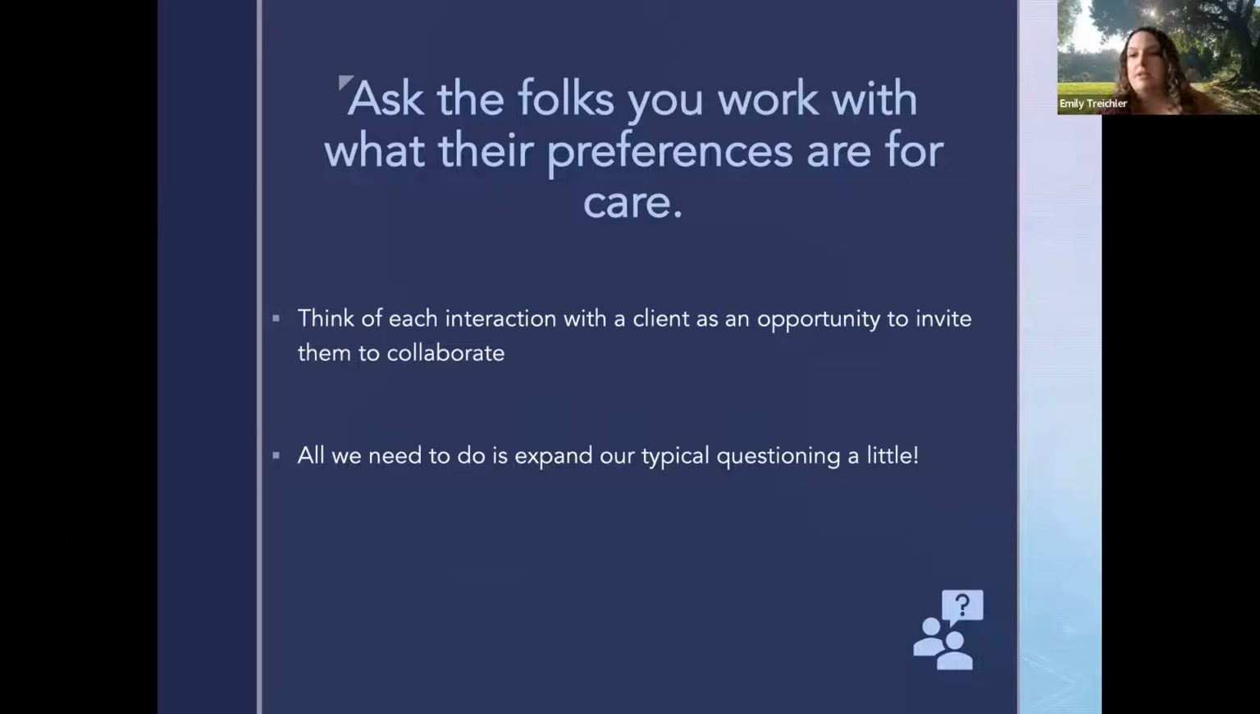So I imagine you already ask lots of questions, you already do check-ins. So this concept isn't foreign. It's really about how we can reframe some of that and think about it as this opportunity to invite clients to collaborate with each contact. And expand some of those questions a little bit, or maybe just reframe them so that we are thinking about what are their preferences. Do they have something that we should start or maybe continue this collaborative decision-making process with now?